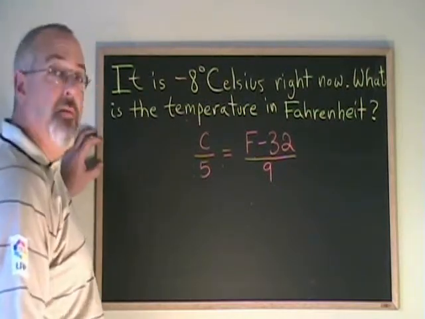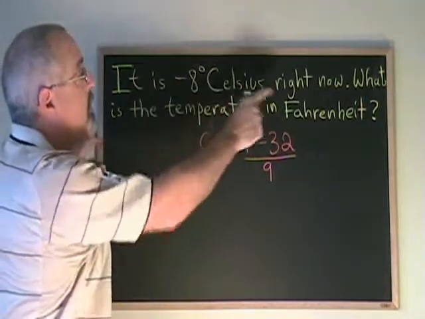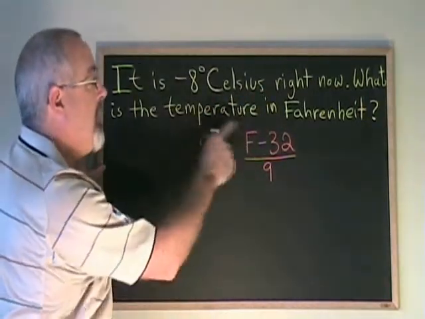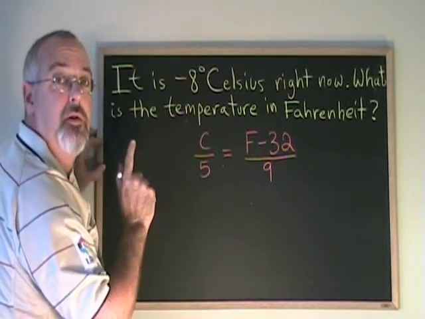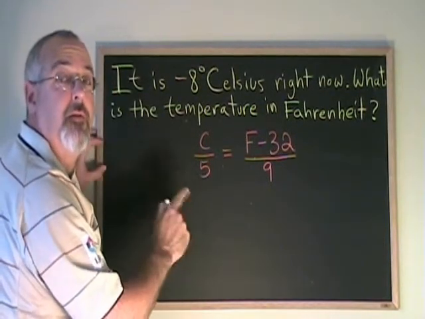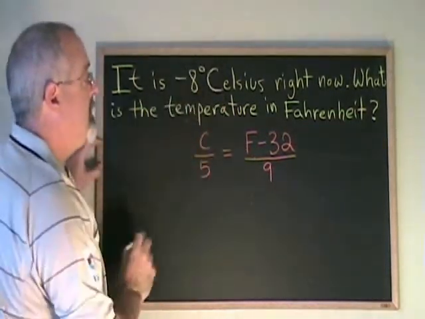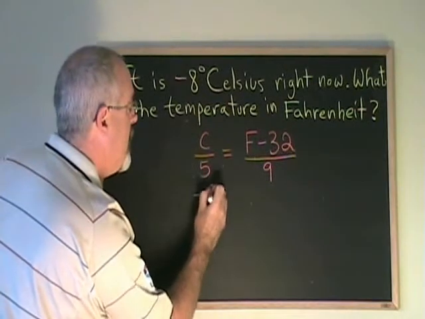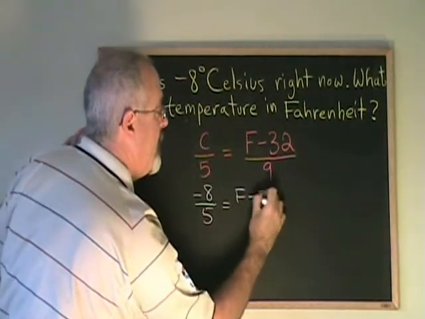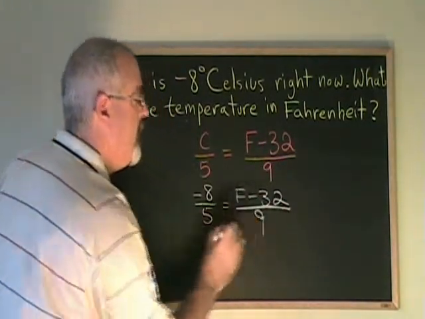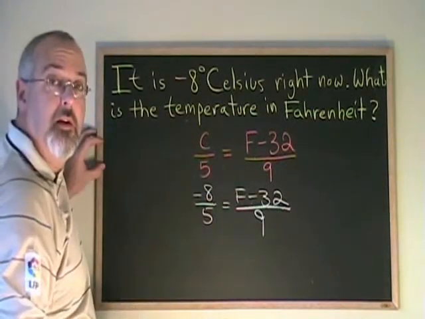The trick with formula problems is that they have more than one variable, and you're given information that allows you to replace all variables with numbers except for one. And then you'll use your algebra skills to solve for that one remaining variable. Here, the degrees Celsius is given, so my C is going to be replaced with a minus 8. I rewrite the formula, and I plug in any numbers I'm given. Now the F is my only unknown.